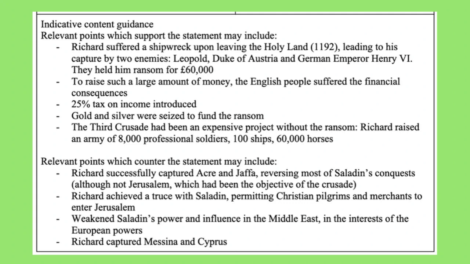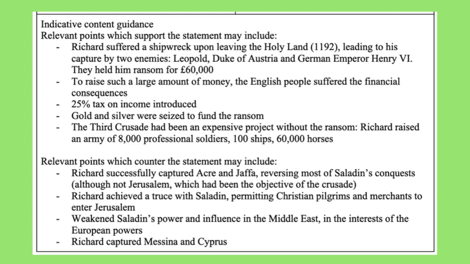Here are some of the points that you might have made when answering this question. So if you decided to support the statement and say that financial losses were the most significant outcome, then you might have argued, for example, that Richard suffered a shipwreck upon leaving the Holy Land in 1192, which was one of the stimulus points in the question. You've then expanded that by saying that this led to his capture by 2 of his enemies, who held him to ransom for £60,000. This is all about how you develop your point.